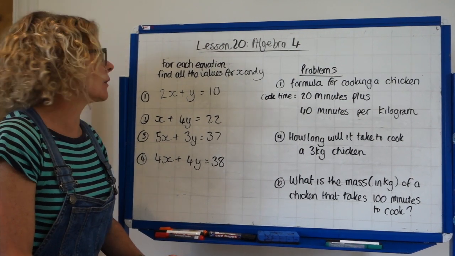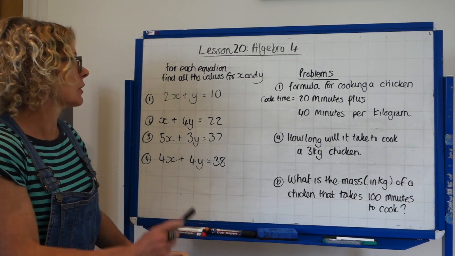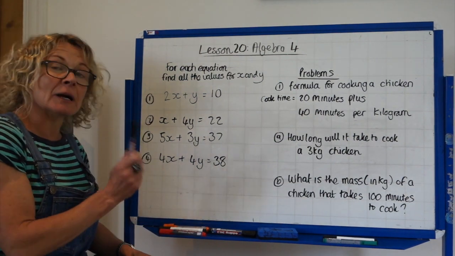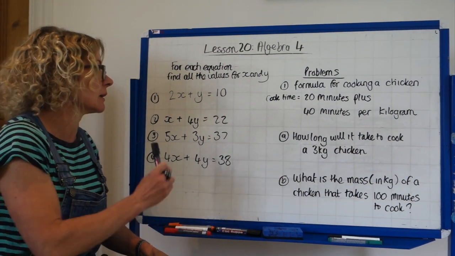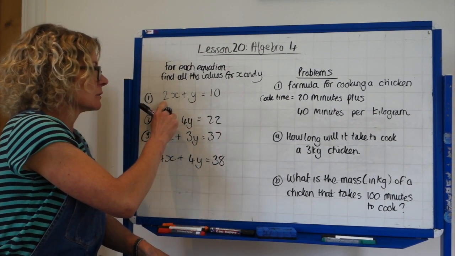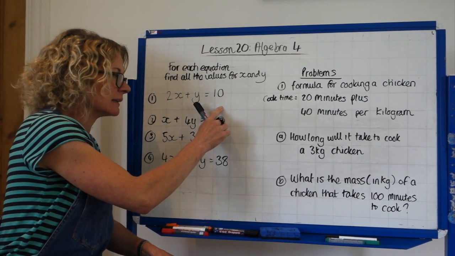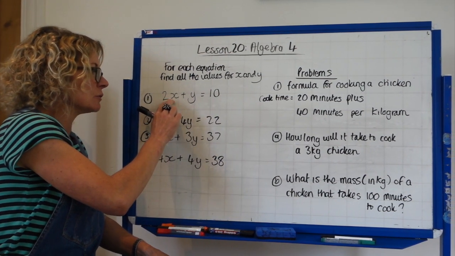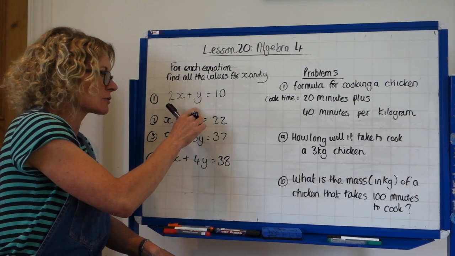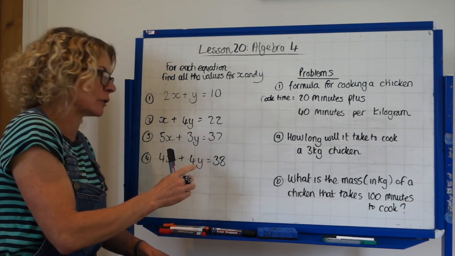Right, here we are with today's problems and equations to solve. So for these 4, you have to use trial and error to balance this side of the equation with that. 2 times something plus something else to equal 10. Okay, so you do your 2 times table, it's got to plus something else to equal 10. What can you do before you go bust?